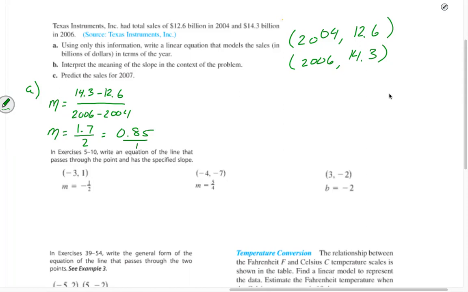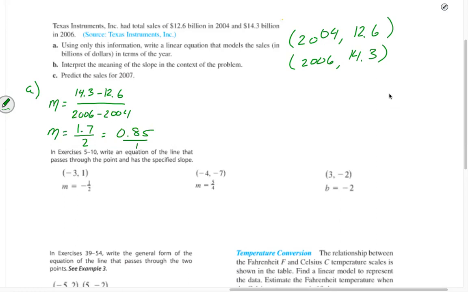Are you with me on that, Hannah? Yeah. Hannah, do you see where I got the 2 points? Yeah. Do you see how I just plugged them in? Do you see how I got 1.7? 14.3 minus 12.6, 2006 minus 2004. What's 1.7 divided by 2? Oh, okay.